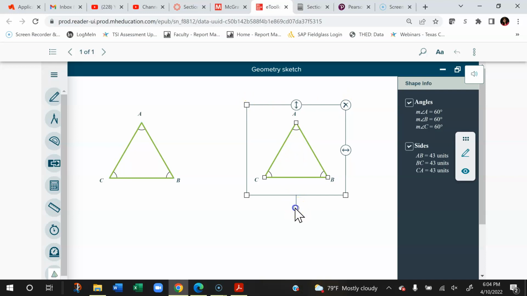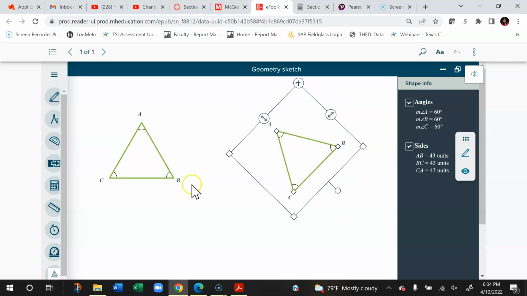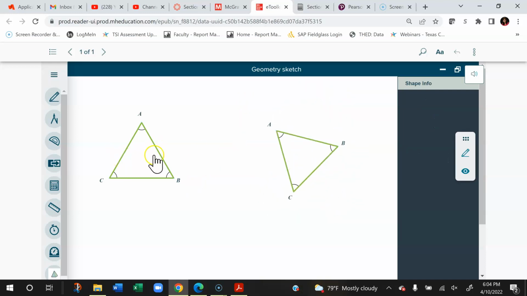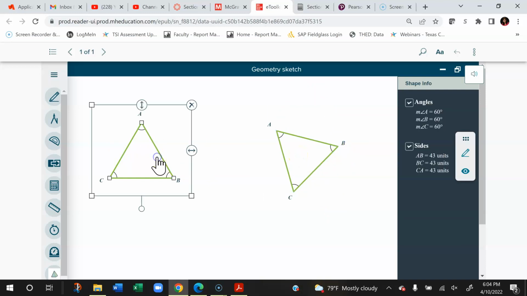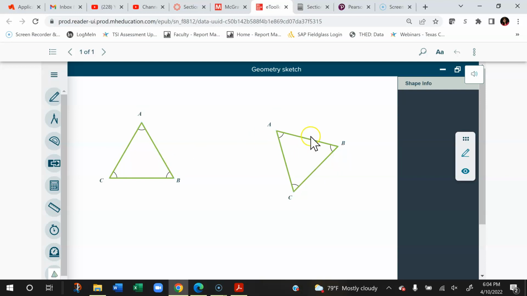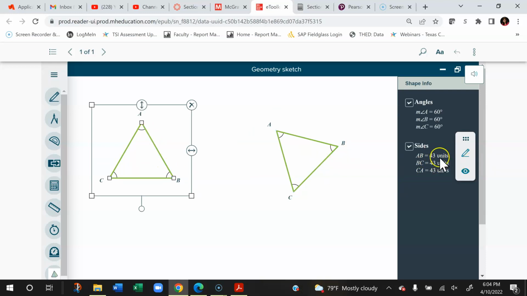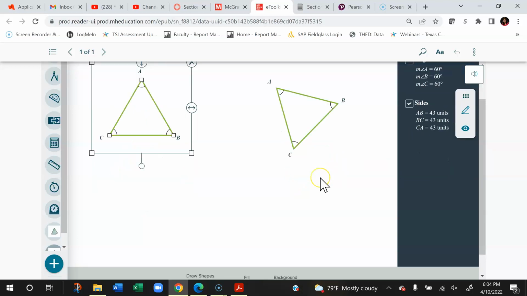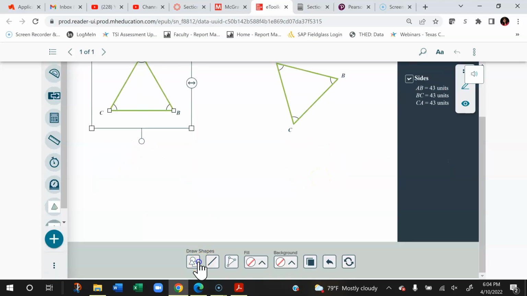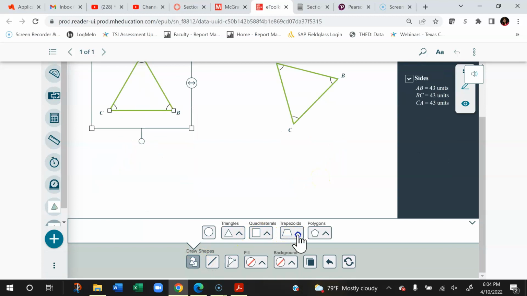And so if I were to rotate this, these two are still congruent, even though they don't look exactly alike, because they are similar, they have the same shape, and they also have the same size. Each of their sides are 43 inches, or units, and they're 60 degrees. Now let's look at a couple of other shapes.